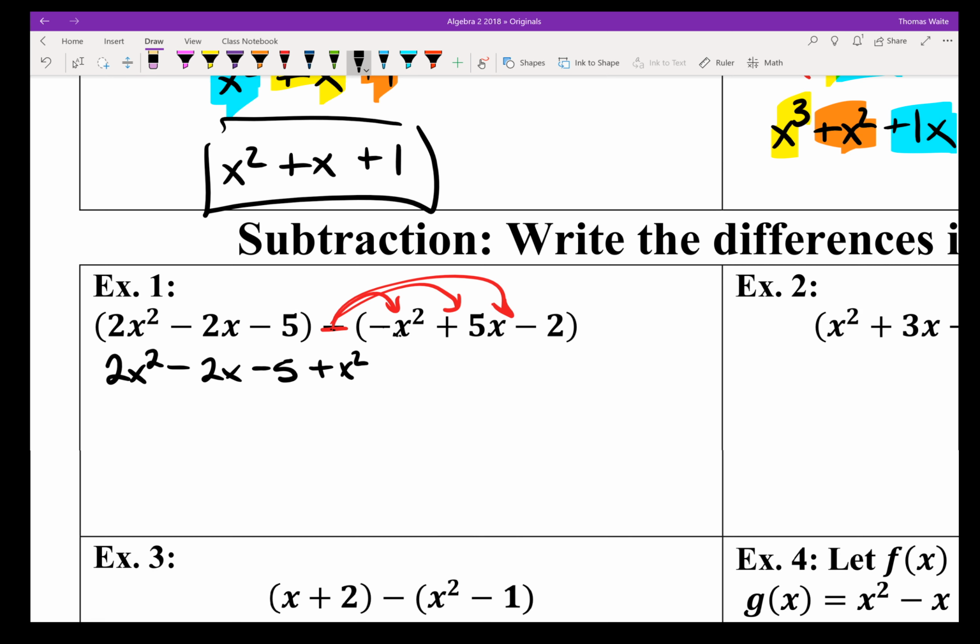X squared minus 5x squared is minus, that's like a 1 minus a 5. 1 minus 5 is minus 4. X terms are oranges, that's a 3 and a 3, both positive, so positive 6x. 2 and a 2, both positive, so 4.